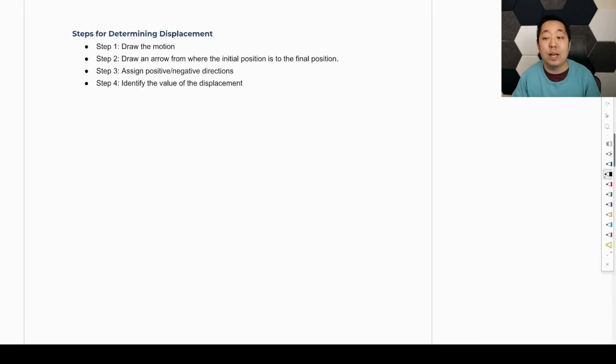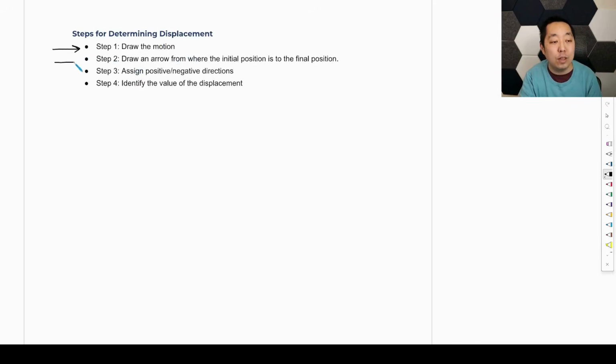So real quick, the steps to determining the displacement. First, we're going to draw the motion. This is such an important skill. Drawing the motion is building that foundational skill. In a lot of physics problems, you have to sketch out the motion. This is such a key skill. We have to draw out the motion, and I'll show you how to do that in a few examples.